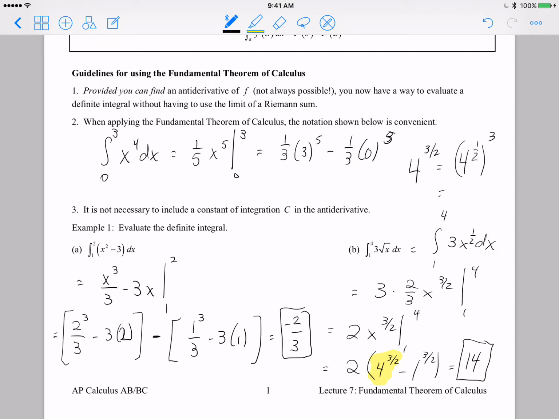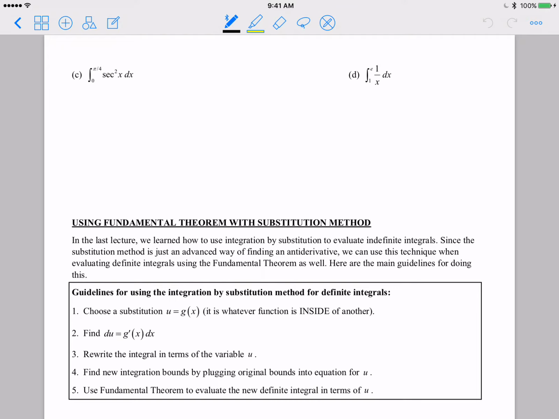Okay, so in that case, 4 to the 1/2 is 2. And if you cube it, you're going to get 8. So that's how I got 8 here, minus 1, which was 7, and then multiplied by the 2 gave me the 14. Okay, so just make sure that you can do those basic arithmetic things without the use of your calculator. Okay, example C, we need to find an antiderivative of secant squared x dx.